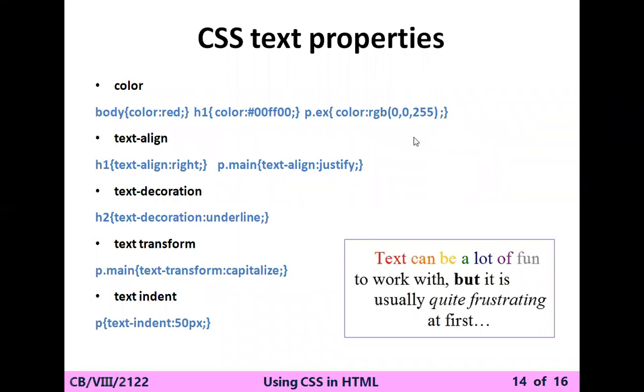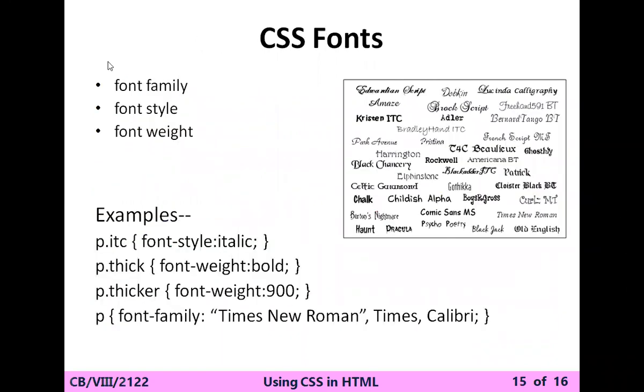Now we are going ahead. We are at the last property of CSS, that is CSS fonts. In that, there are three types of CSS font properties that you have to use: first, font family, font style, and font weight.